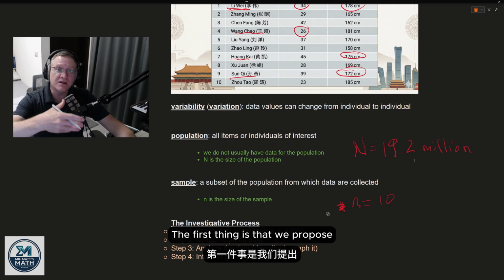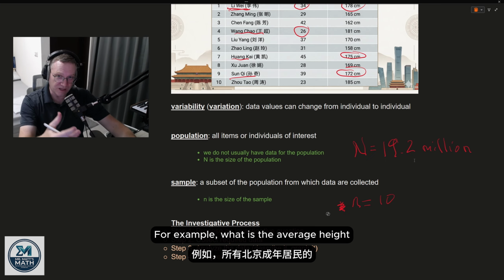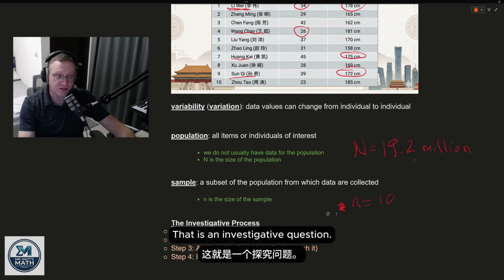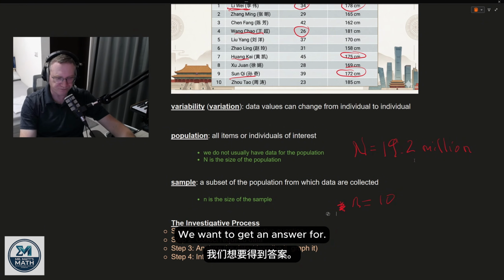The first thing is that we propose an investigative question. For example, what is the average height of all adult residents in Beijing, China? That is an investigative question. That is something we are interested in figuring out. We want to get an answer for.